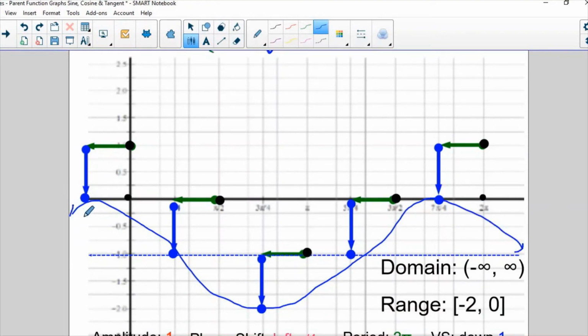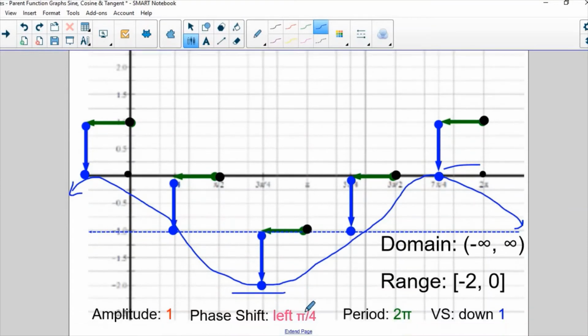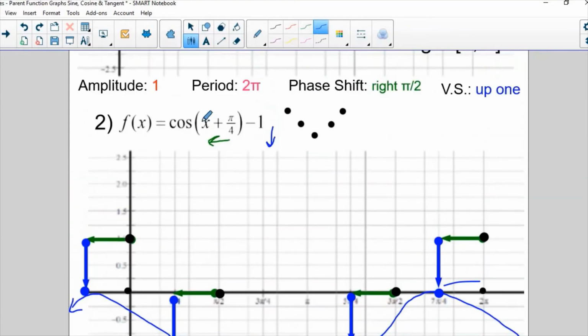Domain and range are always -infinity to infinity for cosine and sine, not for tangent. We'll look at that in a minute. My range is -2 to 0. It starts here, it stops there. My amplitude is 1. From the midline to a max, or the midline to a min, is 1. My phase shift was left pi over 4. My period was 2 pi, and my vertical shift was down 1. 2 pi for the period, because again, 2 pi divided by 1.